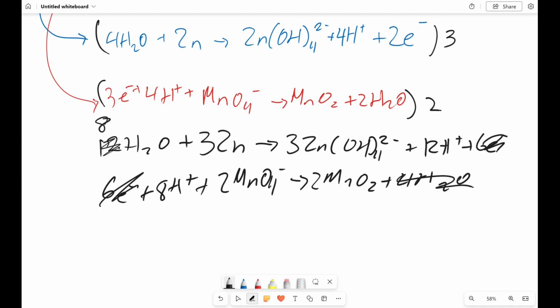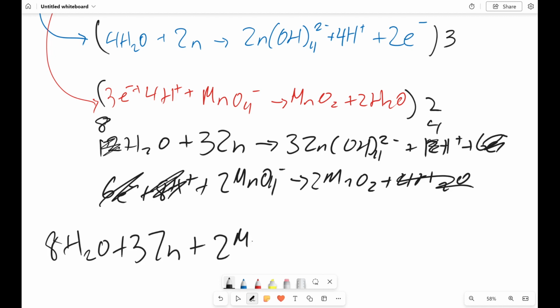Instead of having 8H plus here and 12H plus here, it's going to be 4H plus there, and everything else should be fine. So what we're going to have is 8H2O plus 3 zinc plus 2, I think it's manganate, O4. Sorry, I've been avoiding saying it because I'm not super sure. And then I think this is permanganate. Not super sure though. Don't quote me on that.